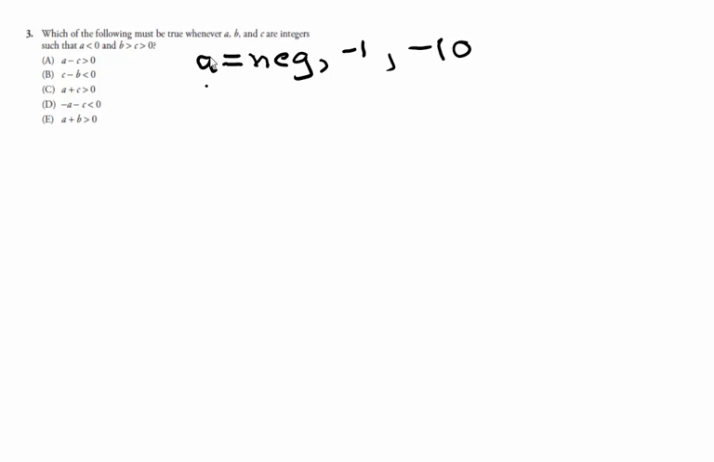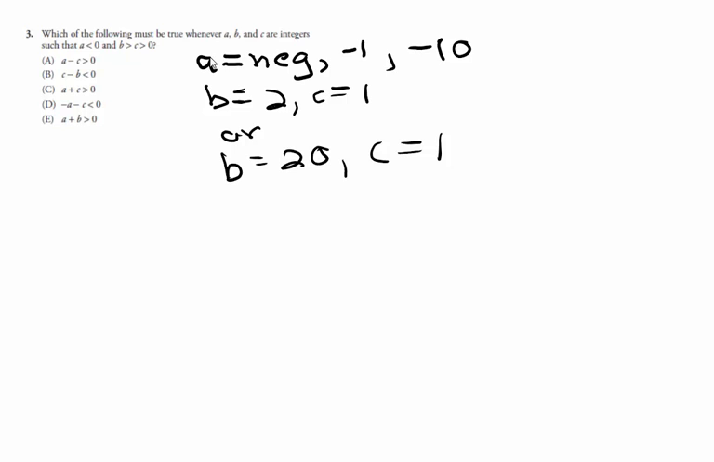So b can be something else. We know that b is greater than c, while c is also greater than 0. So b could be, let's say, 2, while c is 1. That works. Or b could be 20, while c stays at 1.